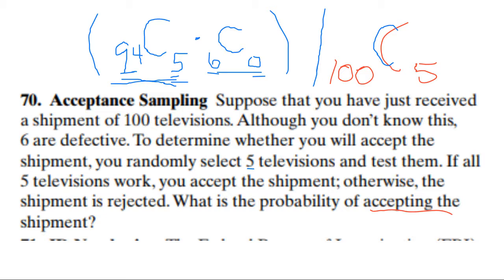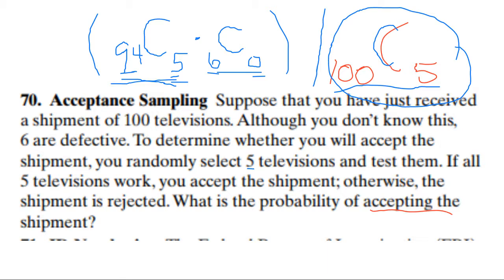But then you're going to divide that by the total number of ways you could have picked those TVs. There were a total of 100, and if you're picking 5 of them, there's 100 choose 5. So what I was trying to ask you guys was, what is in this denominator? Now, Linda is going to go to Excel, because the best way to do a problem like this is with Excel.